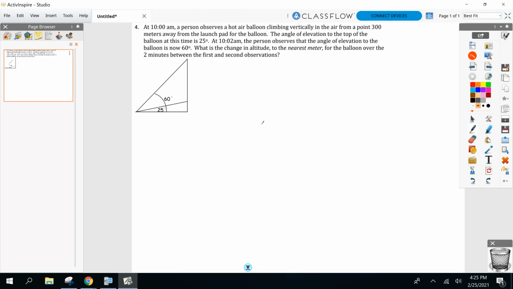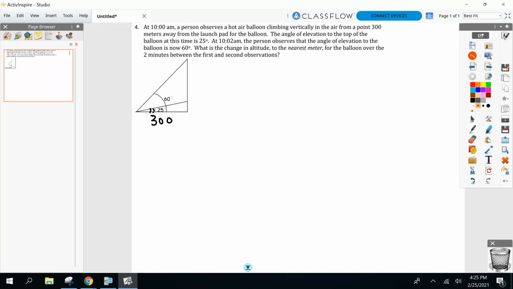All right, so at 10 a.m., a person observes a hot air balloon climbing vertically in the air from a point 300 meters from the launch pad for the balloon. So this must be my 300 down here. The angle of elevation to the top of the balloon is 25. So that's what this 25 degrees is right here. And then what's the change in altitude to the nearest meter for the balloon over 2 minutes from the first to the second observation?